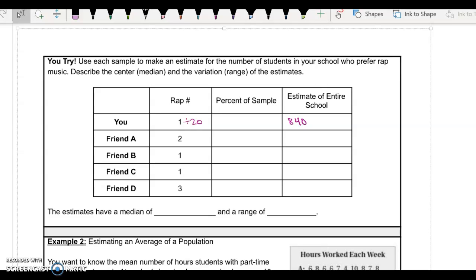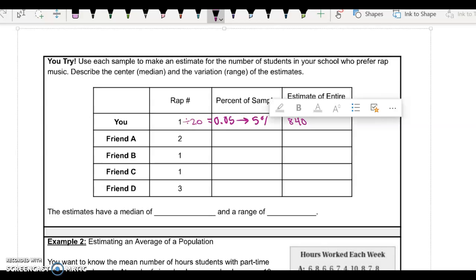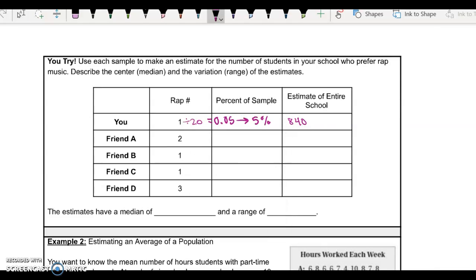Okay, so 1 divided by 20 gives us 0.05, which is 5%. This would work. And because we move that decimal twice, that gives us 5%. So we're going to multiply 840 times 0.05, and that gives us 42.